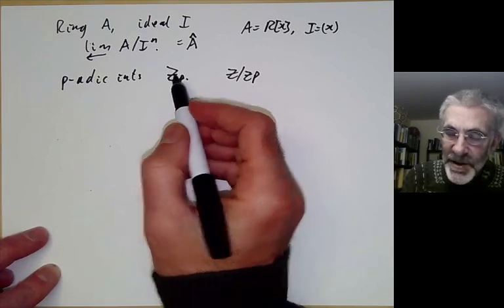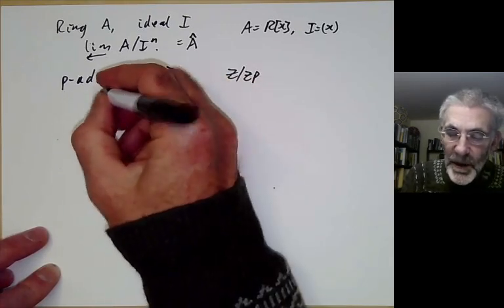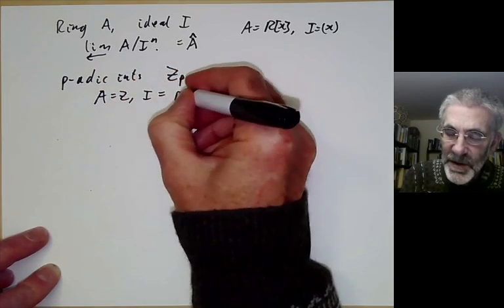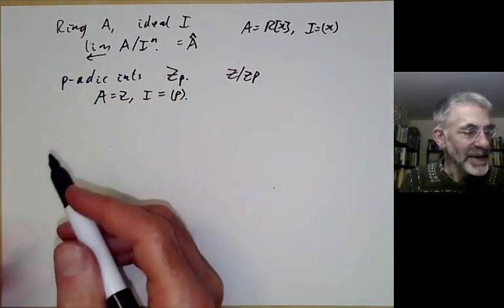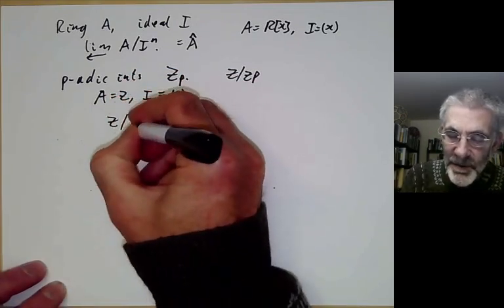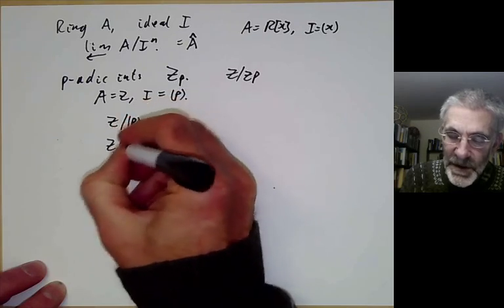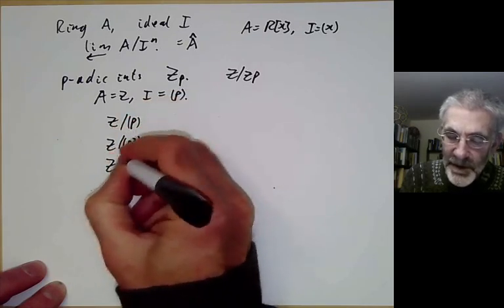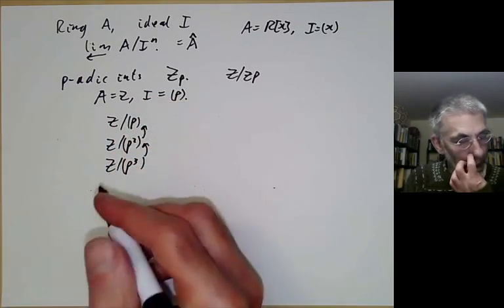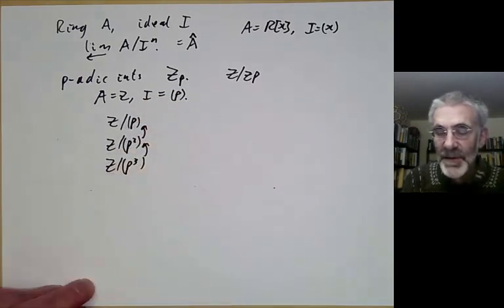Anyway, the p-adic integers is just the completion of the ring where you take A to be the integers and I to be the multiples of p. So we just copy the construction of the formal power series ring. We take Z modulo p, Z modulo p squared, Z modulo p cubed, and so on, and there are natural maps between them, and we just take the compatible elements of each of these.